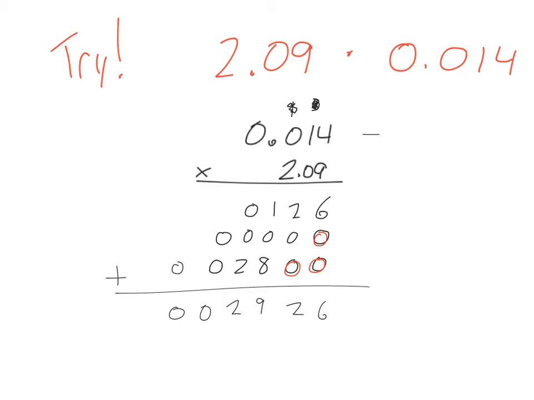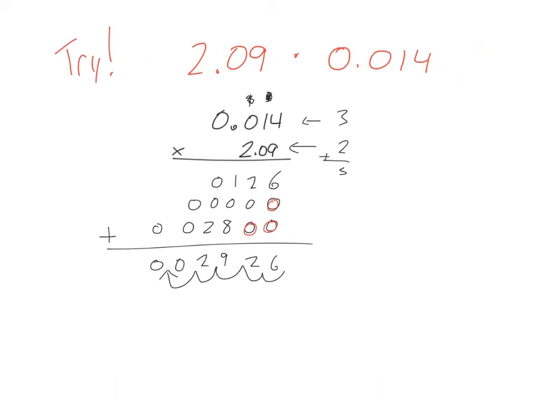Okay, now how many decimal places? Well, up here there were 3 decimal places, and in that number there was 2. Add those up, you get 5. So 1, 2, 3, 4, 5. Our answer is 0.02926 right there.